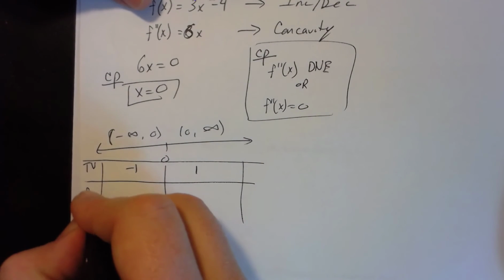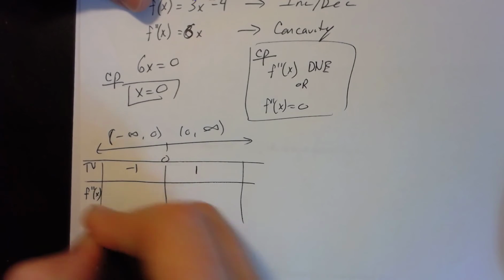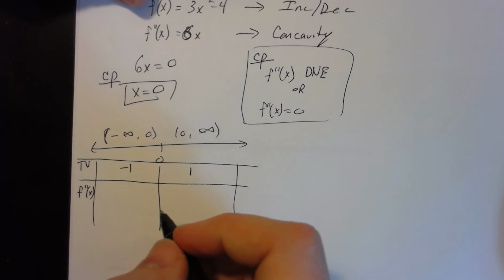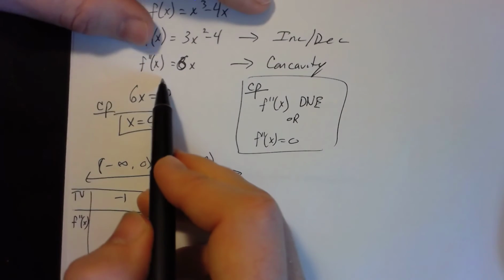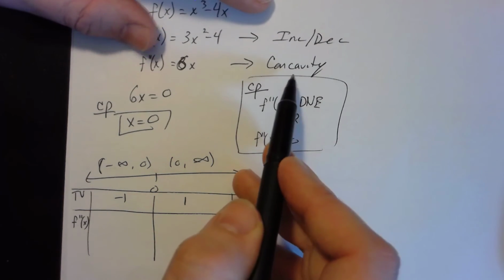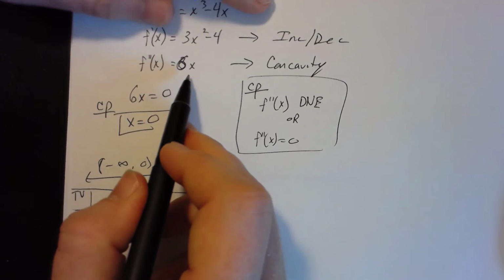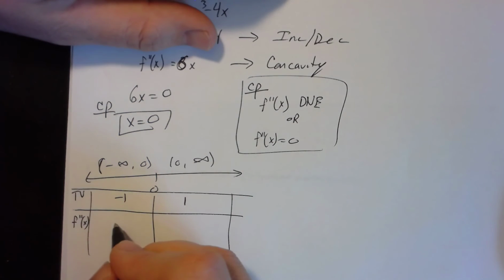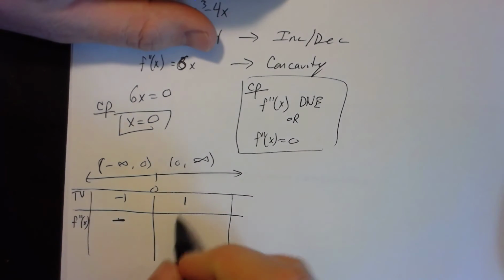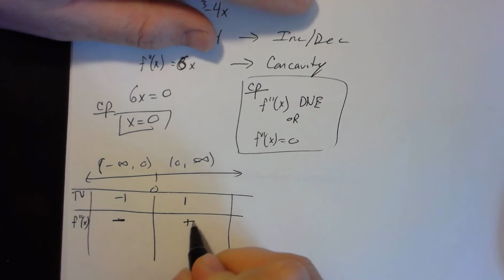Next, I'm going to identify what the second derivative function is doing. Again, I don't want to know what the derivative function is doing. I want to know what the second derivative is doing because I want to look at concavity. So, when I take the second derivative and I plug -1 into that function, 6x, I'm going to get -6, which is a negative value. When I plug in 1 to that, I'm going to end up with a positive value.